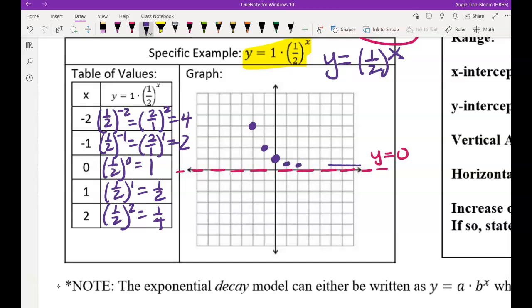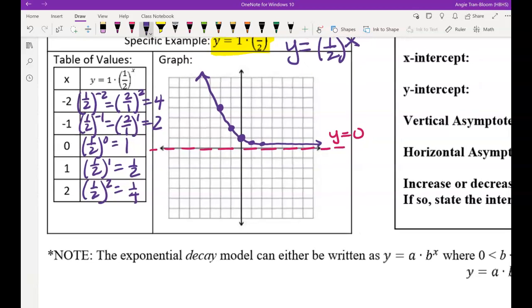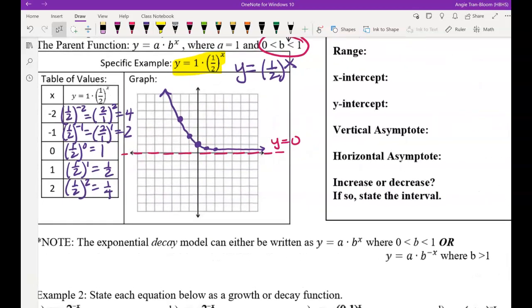So that is going to give us this exponential function, but as you can see, it starts high and it goes lower and lower and lower. Hence, that's going to be a decreasing function because it's a decay. Our b value, guys, is between 0 and 1. So that's why it's decreasing. It's going to decrease over its entire domain.